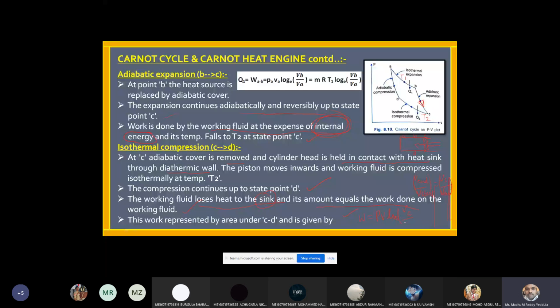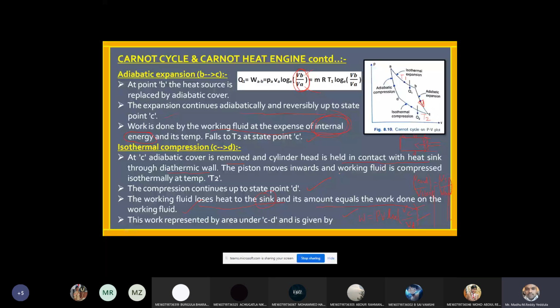If you see here in the expansion process, VB by VA is nothing but the volume at the end of the expansion by the volume at the start of the expansion. Whereas in the compression process, the volume will decrease at the end of the compression. Therefore, we need to consider the volume at the start to the volume at the end. Okay, so this is the isothermal compression process.